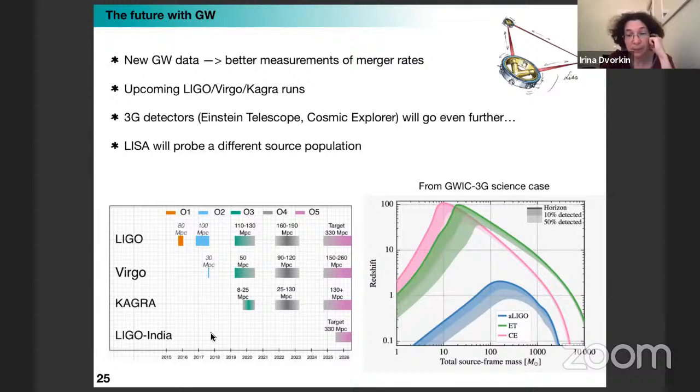Also LIGO India will join. And the plot on the right shows the redshift range of the horizon, again, for all types of systems with future detectors. So the green is for Einstein Telescope, and the rose is for Cosmic Explorer. And so for the binary stars, somewhere here, we'll see up to redshift of 2, so up to the peak of the star formation. That will give a huge amount of measurements and really help constrain the rates.